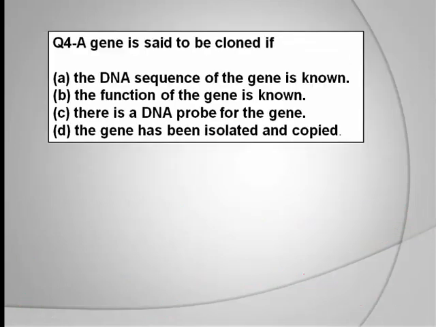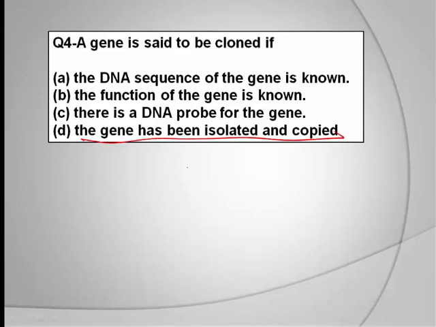And the fourth one: a gene is said to be cloned if, the given options are: the DNA sequence of the gene is known, the function of the gene is known, there is a DNA probe for the gene, the gene has been isolated and copied. So the right option for this question is the gene has been isolated and copied.